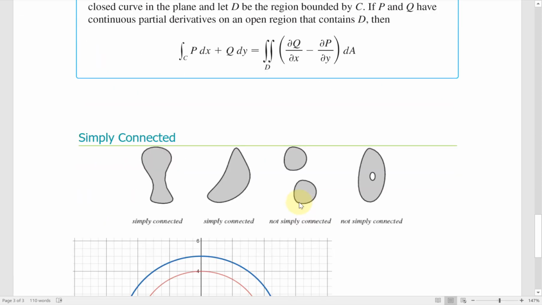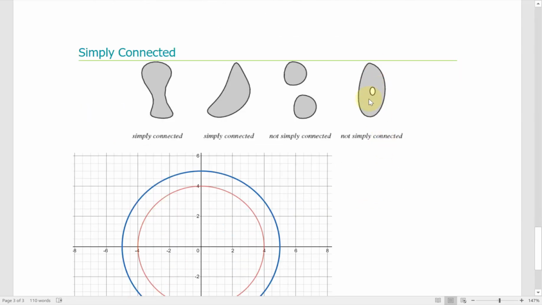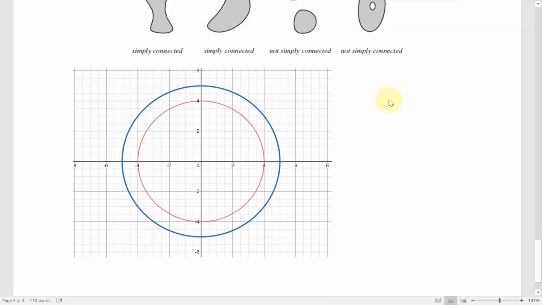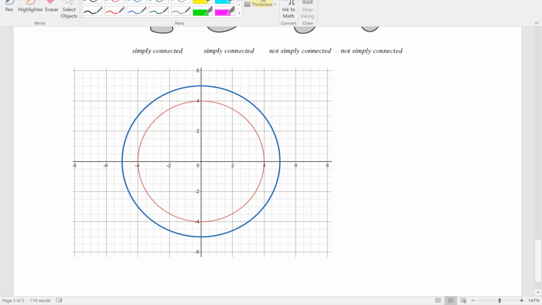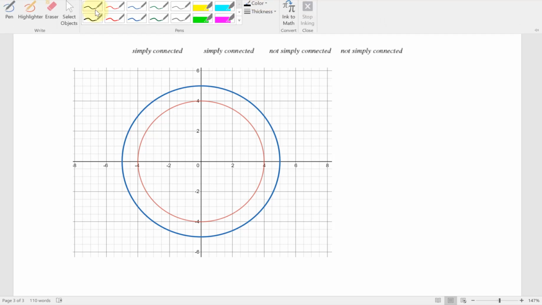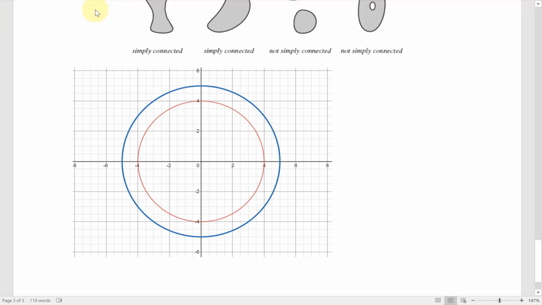To be simply connected would mean some region like this one or this one. These regions are not simply connected. Having a hole in the region means that it's not simply connected. In this particular example, we've got a circle with radius 4, a circle with radius 5, and we're looking at evaluating a line integral on a curve that bounds the region between these.